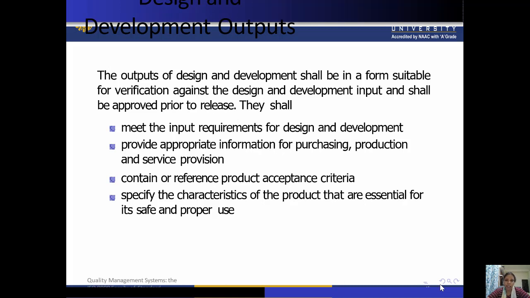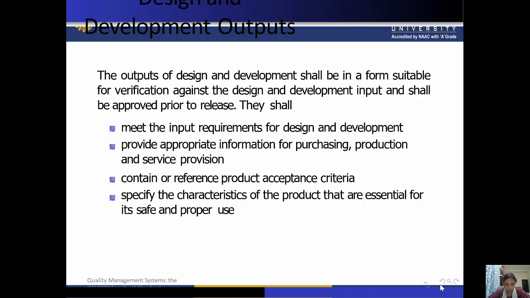Now, design and development outputs. The outputs of design and development shall be in a form suitable for verification against the design and development inputs and shall be approved prior to release. They shall meet the input requirements for design and development and also provide the appropriate information for purchasing, production, and service provision.